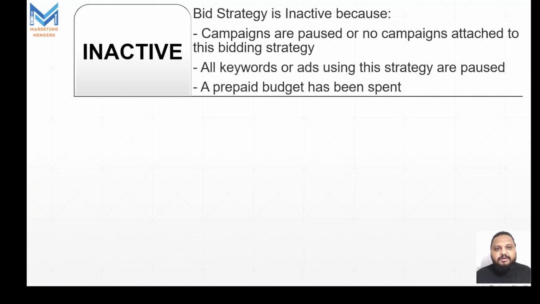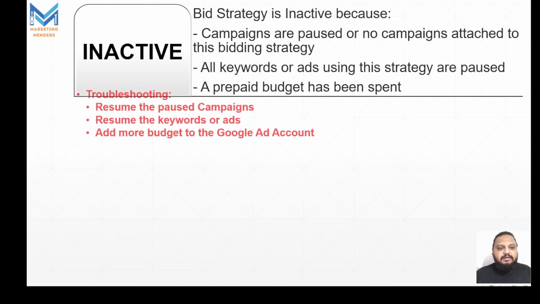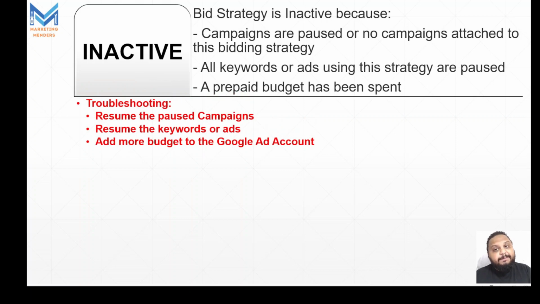What is to be done in that case? If these are the probable reasons, if these are the errors, then number one, if your campaigns are paused or no campaigns are attached to this bidding strategy, then either resume the campaign or create a new campaign. Simple. Number two, if your keywords or ads using this strategy are paused, then resume the keyword or ad. This we have discussed in the previous video in detail, how we can resume the paused keywords or ad, but I will just show you one more time what those steps are.